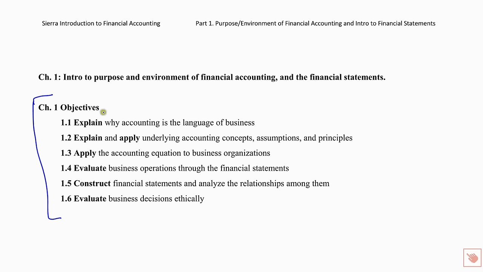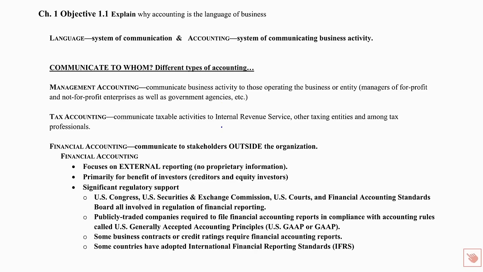We're covering all the objectives in this chapter, and we're going to move on in this video to 1.1, explain why accounting is the language of business. So if you think about language, it's a system of communication, and accounting is a system of communicating business activity. So it's really that simple. Like any other language, it has a special way of communicating. You have a different word to reflect different objects, and they have different meanings.